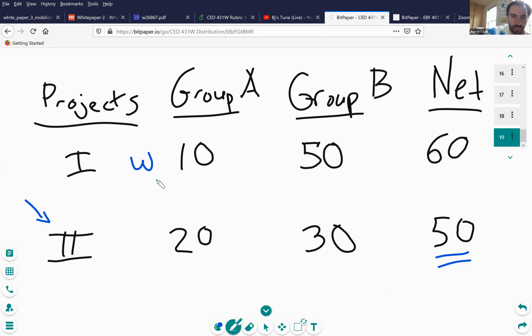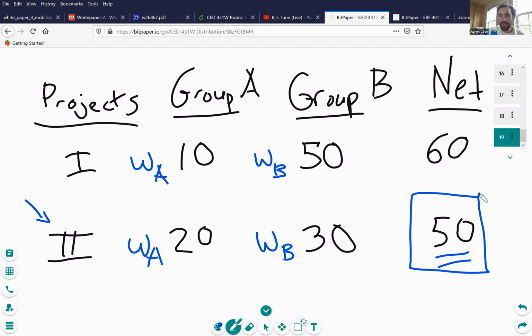So we're going to have weights, WA being the weight that's applied to group A's benefits, and WB the weight that's applied to group B's benefits, right? So we sort of have two unknowns here. Now we have this thing where, on its face, the net benefits of project 2 are only 50 relative to project 1's 60 net benefits. But we observe that politicians choose project 2.